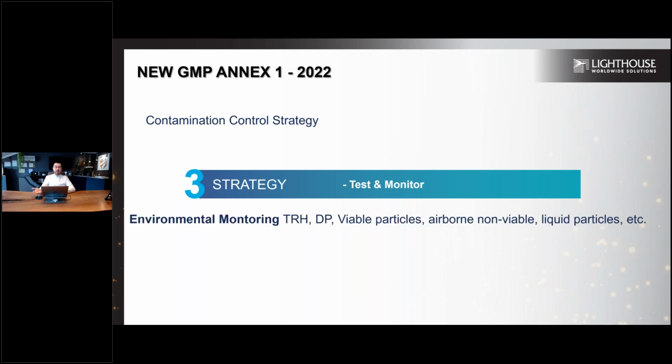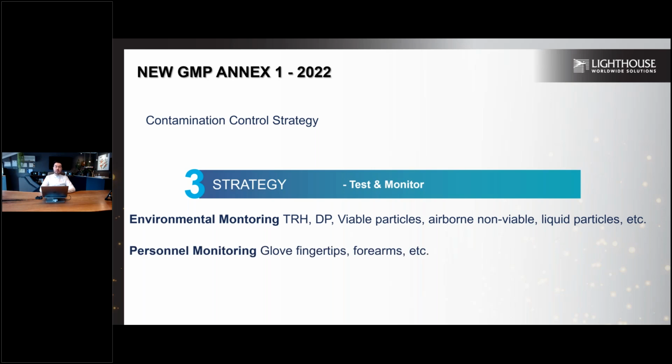How? First, environmental monitoring. This could be the temperature, humidity, differential pressure, viable and non-viable particulate matters, and liquid particles. So you can include all kinds of environmental parameters into this monitoring section. Some of them are directly related to the clean room. Some of them are through the infrastructure, but all of them should be considered under this environmental monitoring.